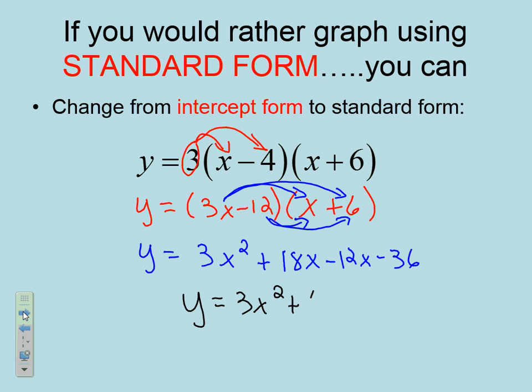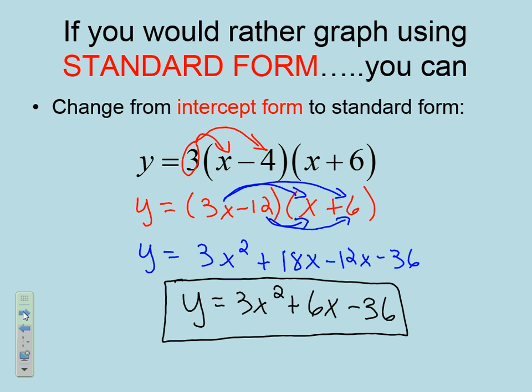y equals 3x squared plus 6x minus 36. And now we're in standard form. So if you don't like intercept form or vertex form, you can always go back to standard form.